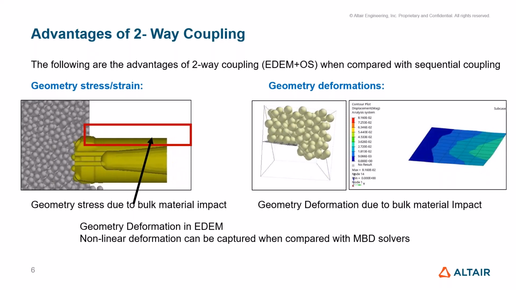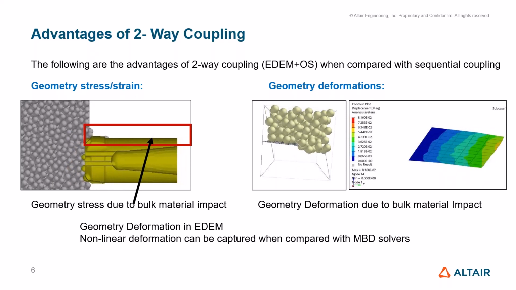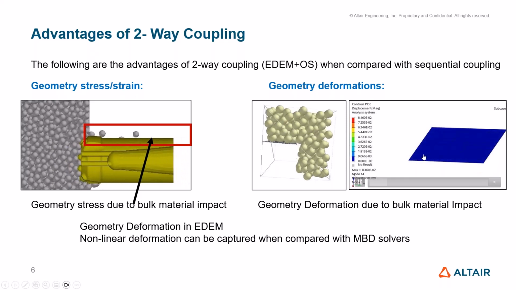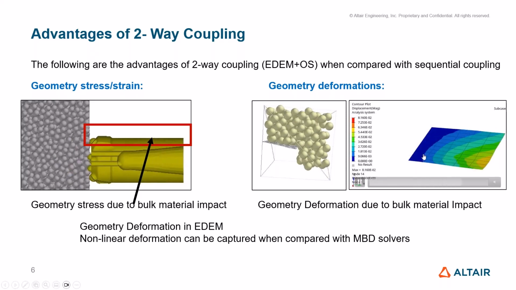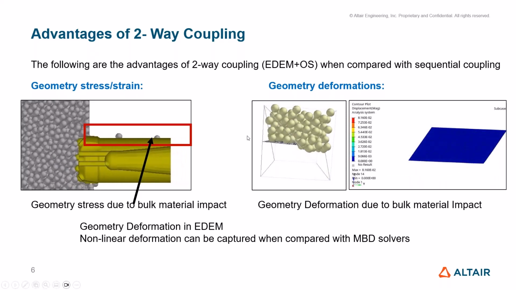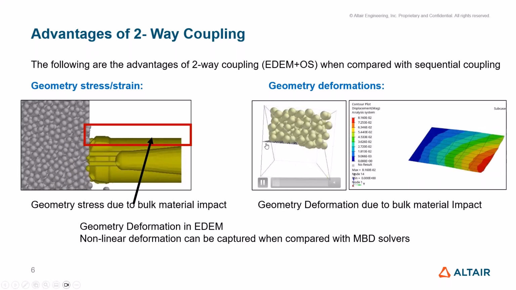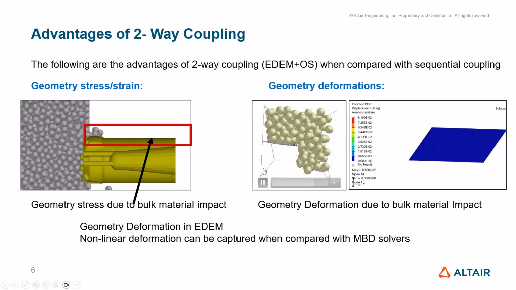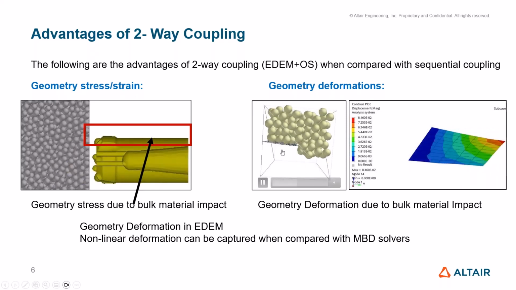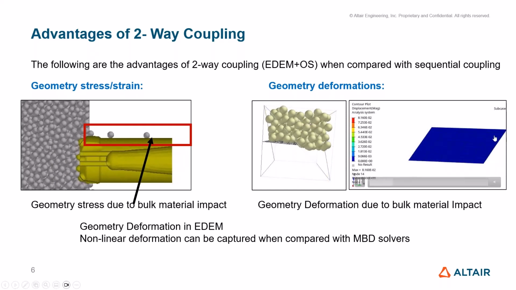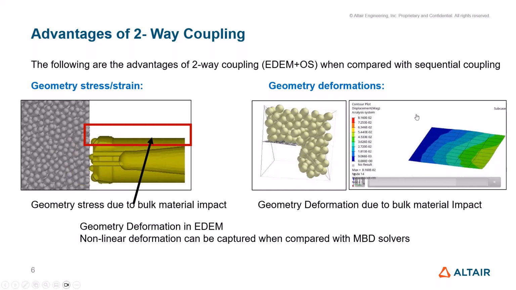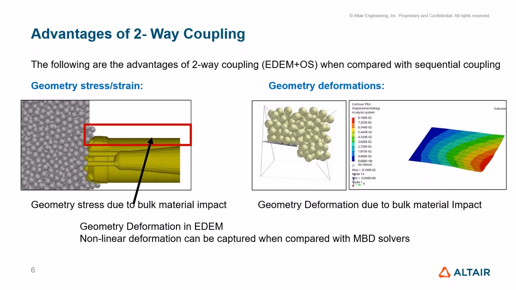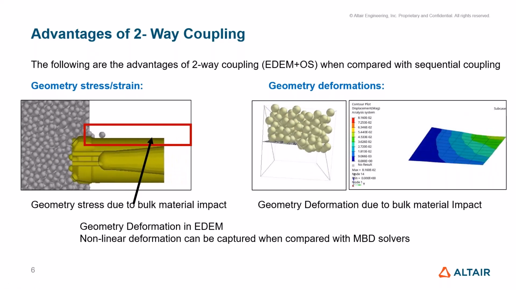So in such conditions, EDEM plus OptiStruct two-way coupling will enable large displacements, which you can see. The structural deformations are very large, and earlier no geometric deformations were possible in EDEM. The left side video which you see is from EDEM, and the right side video which you are seeing here is from OptiStruct. So this is the second advantage which we get from two-way coupling.